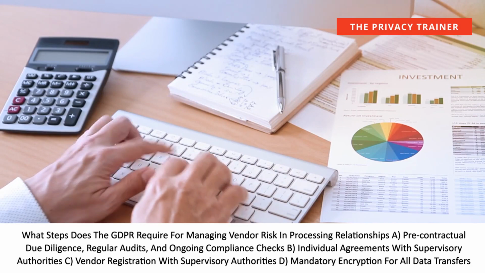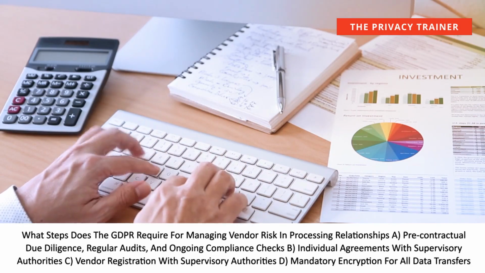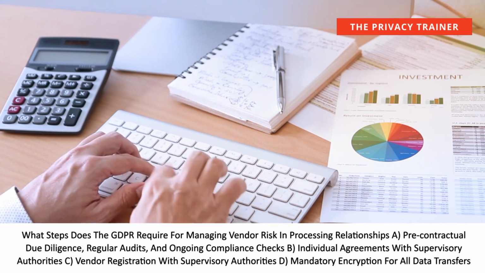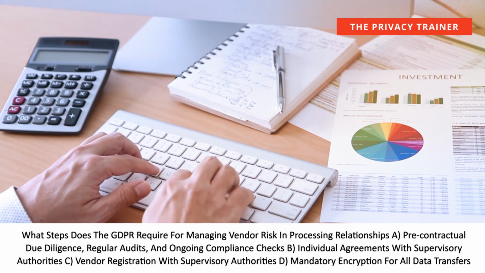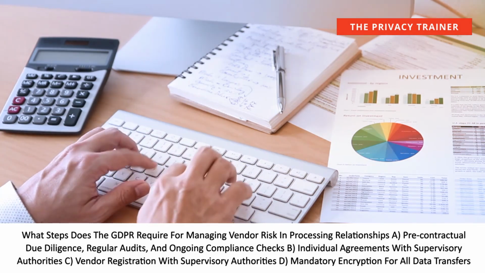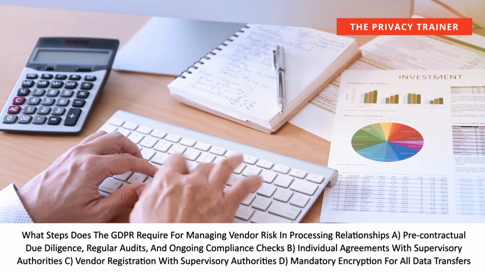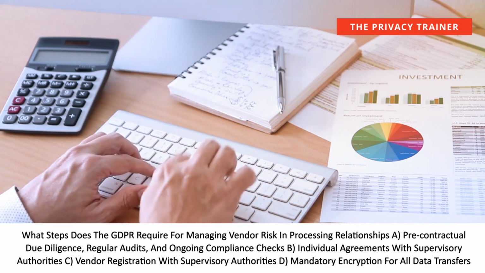What steps does the GDPR require for managing vendor risk in processing relationships? A. Pre-contractual due diligence, regular audits, and ongoing compliance checks. B. Individual agreements with supervisory authorities. C. Vendor registration with supervisory authorities. D. Mandatory encryption for all data transfers.